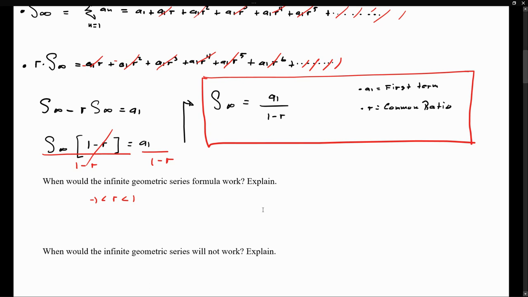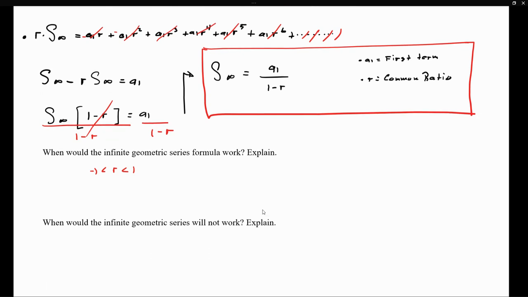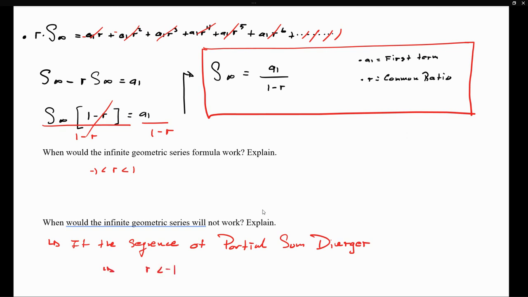And the opposite: when will the formula for the infinite geometric series not work? Well, it will only not work if the sequence of partial sums diverges. And the only way that this can happen is if r is less than -1 or if r is greater than 1.